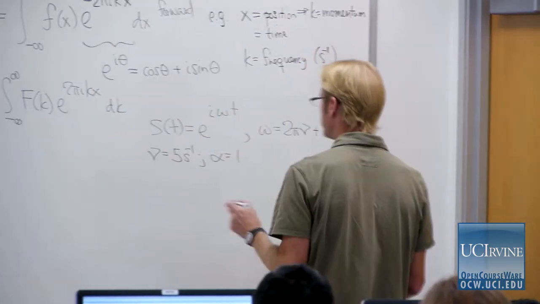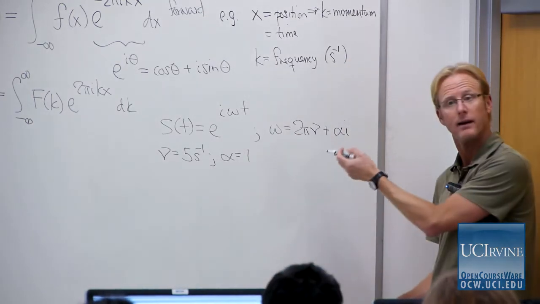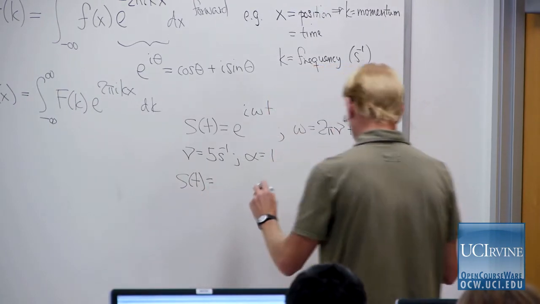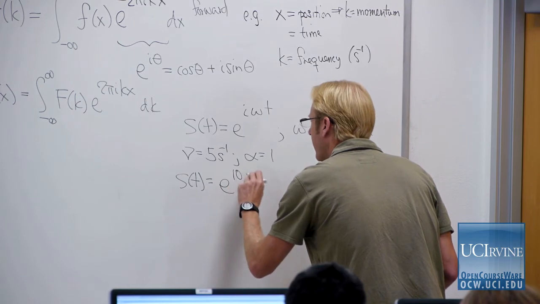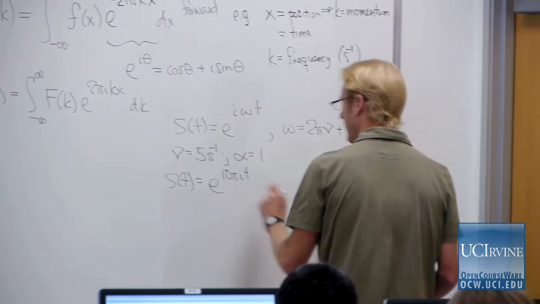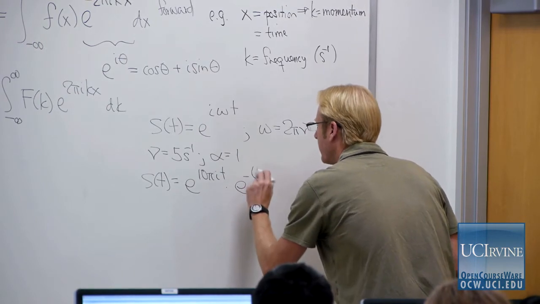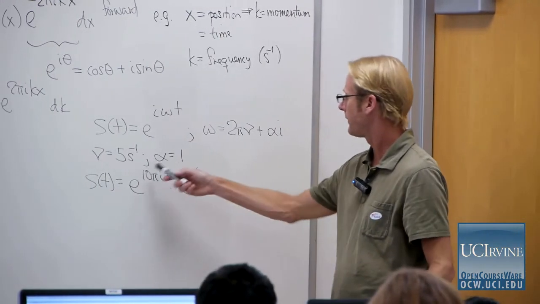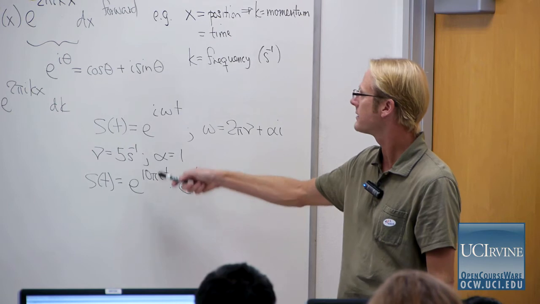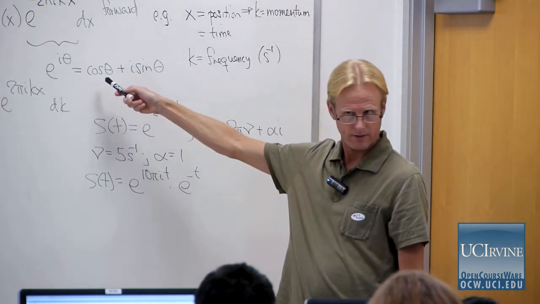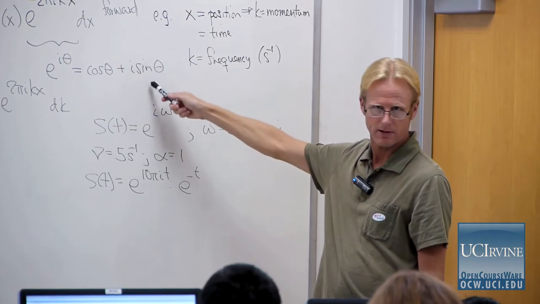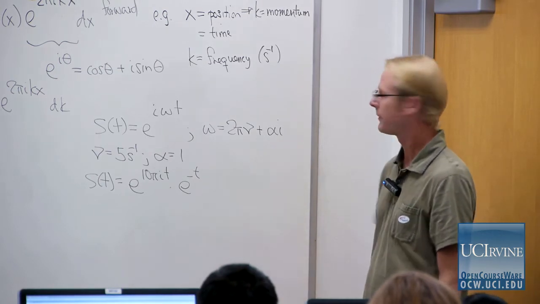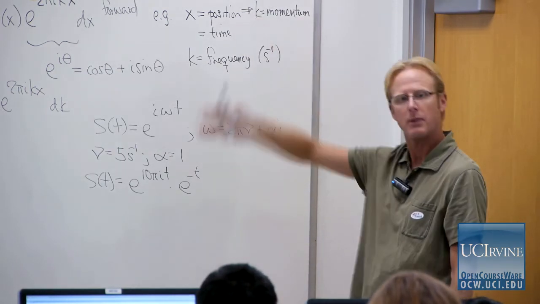When we put that into this form and use this formula for omega, then what we get is s of t equal to e to the 10 pi i t, times e to the minus t. This first part is the oscillatory part of the signal, because it's got a cosine. The real part is proportional to cosine, and the imaginary part is proportional to sine. And then this part, which comes from this term here, is just an exponential decay.